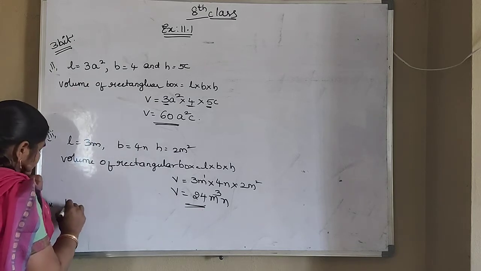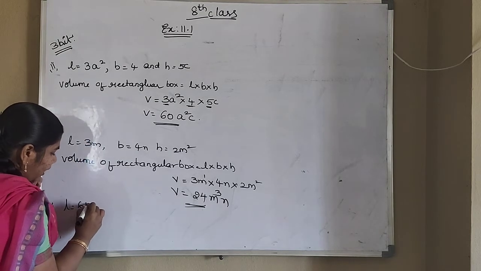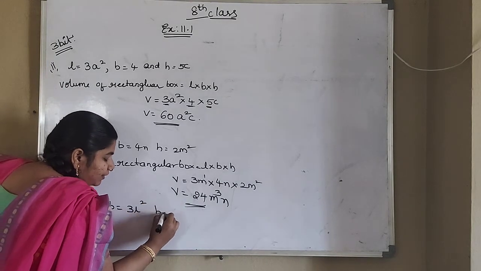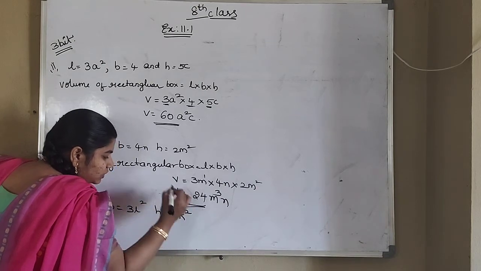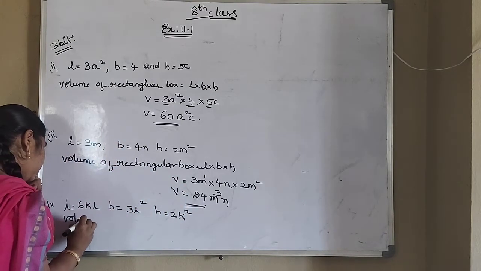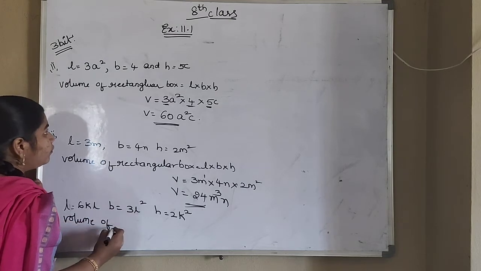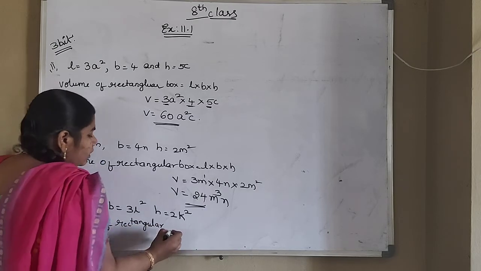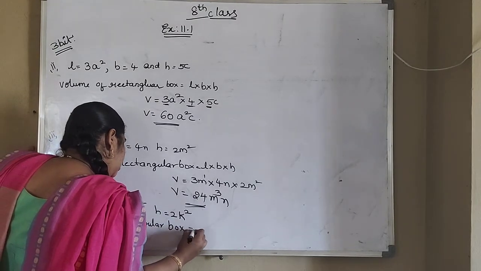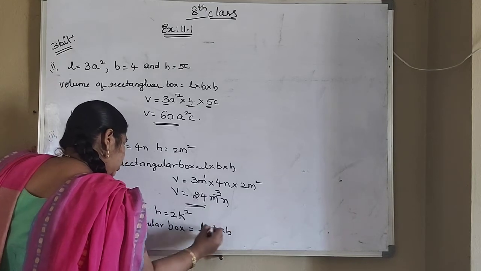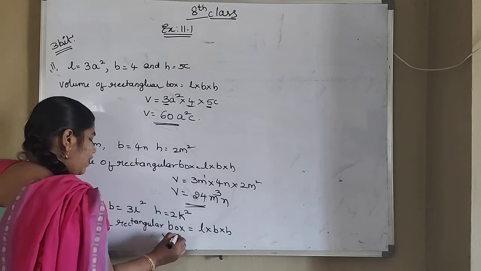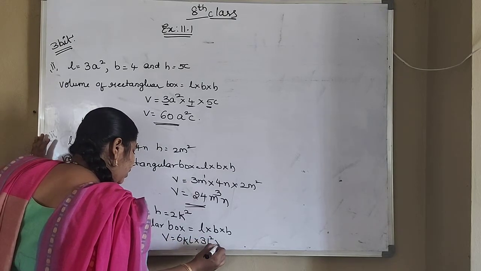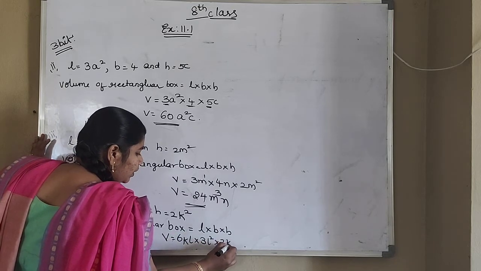What is the length value? Length value is 6kl, breadth value is 3l square and height value is 2k square. So again, volume of rectangular box is how much? L into B into H. So volume is equals to, what is the length value? 6kl into breadth value is 3l square into height value is 2k square.